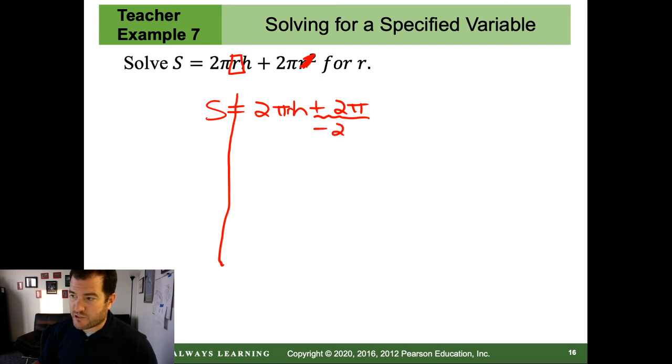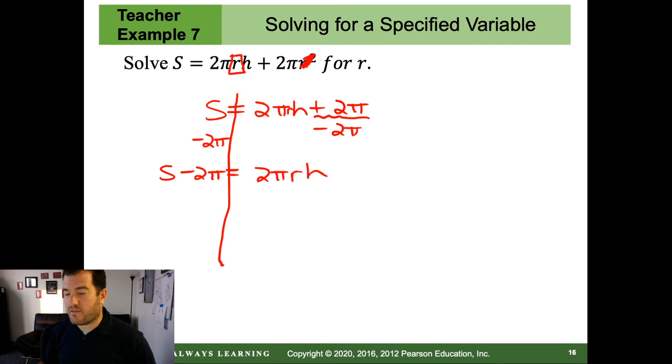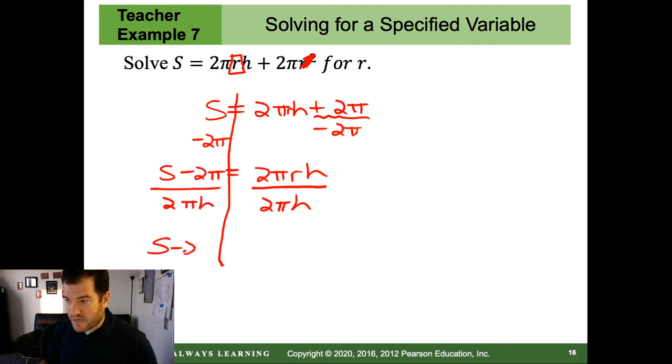So I'm going to subtract 2 pi from that side and subtract 2 pi from that side. The key here is you have to recognize that these are not like terms, so they can't combine. So it's literally going to be that. And then this one does exactly like we just did. If I'm solving for R, I want to get rid of everything else on here. So my final answer is going to be S minus 2 pi over 2 pi h.